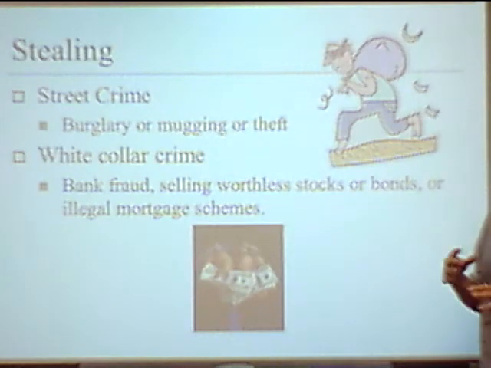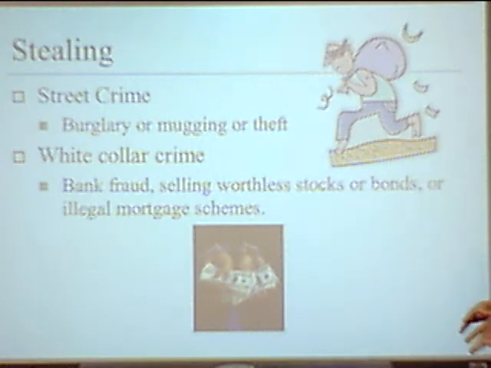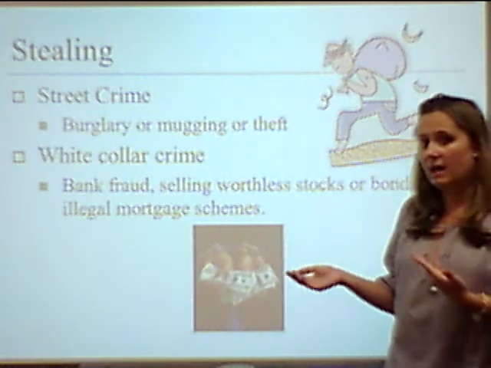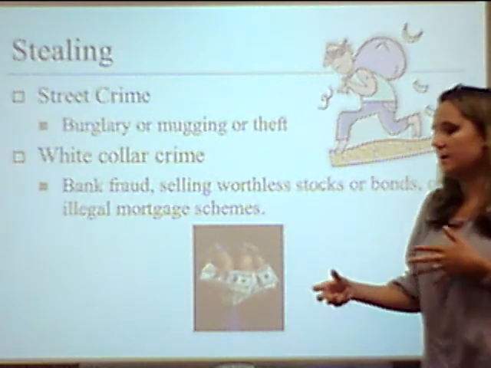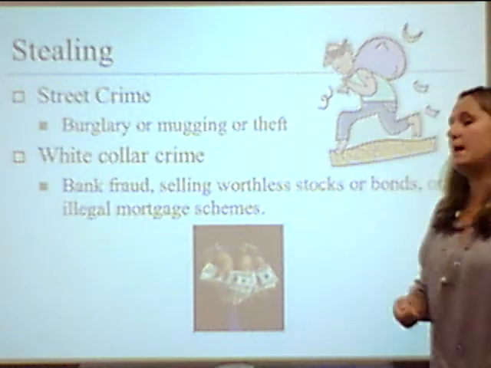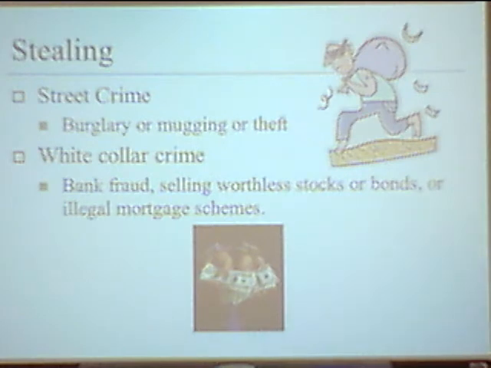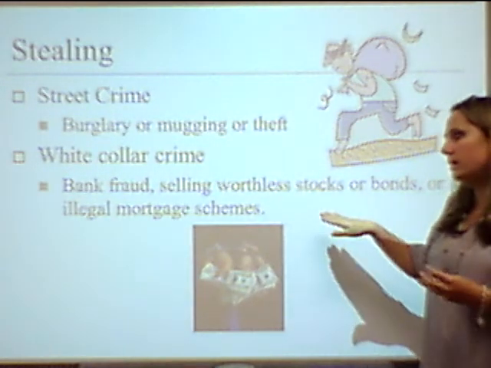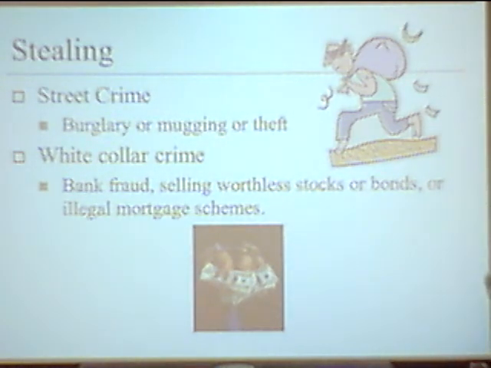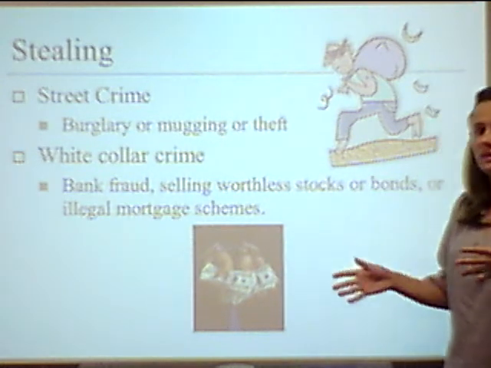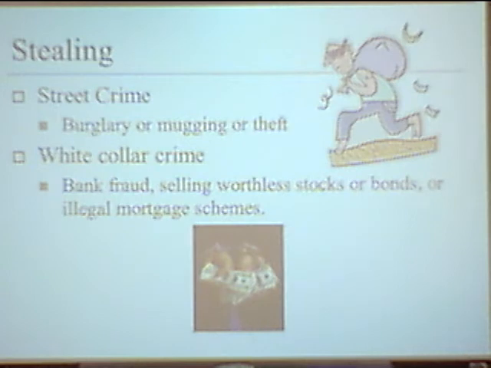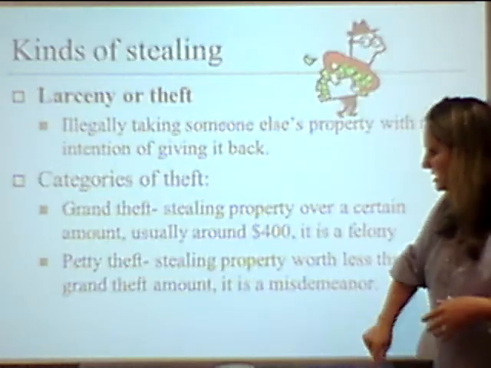So stealing. So moving away from the idea of murder. So it's a street crime if it's burglary or mugging or theft. So basically you ran up to someone, you stole their purse from them. Those are examples of street crime. White collar crimes, usually a more educated population commits white collar crimes. It's bank fraud, or when you're selling worthless stocks or bonds, or you're illegally using mortgage schemes.